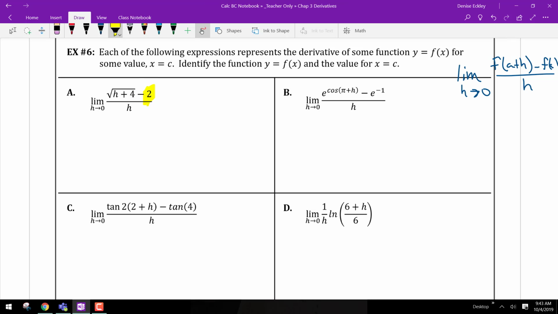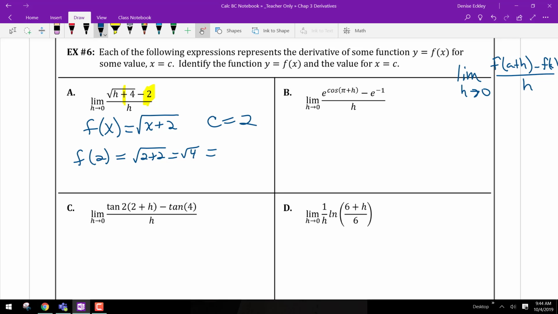So that means that if I have a plus sign under here, I added something to h. So what number did I add? A 4. So how did I get a 4? You break this down, and you can say that f of x equals the square root of x plus 2, and that would make c equal to 2. And the way you can see that is f of 2 would be the square root of 2 plus 2, which is the square root of 4, and that is indeed 2, so that part works out.